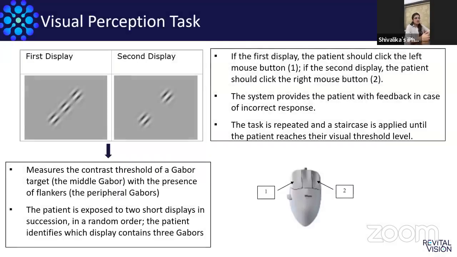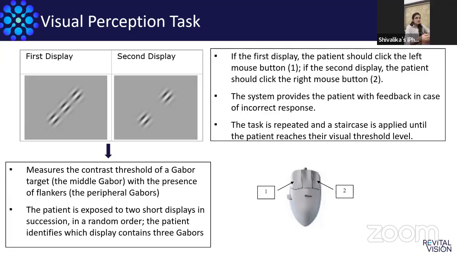The visual perception task that is done through Revital Vision is via a yes or no, or one or two answer. The patient will be shown a series of two displays, first display and second display. Revital Vision basically measures the contrast threshold of the Gabor patch that is shown. If the patient sees the three images in the first display, they press the first button, which is the left button, and if they see the three Gabor patches in the second display, they should click the right button on the mouse, which is the second.